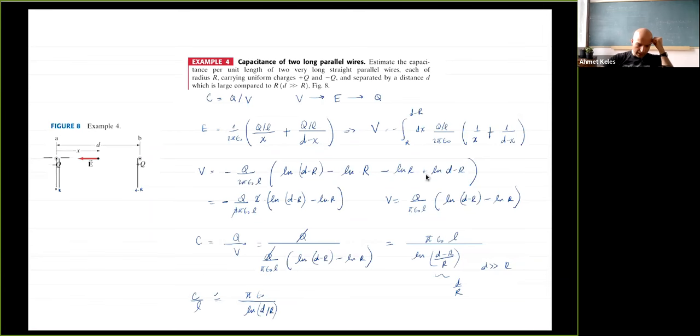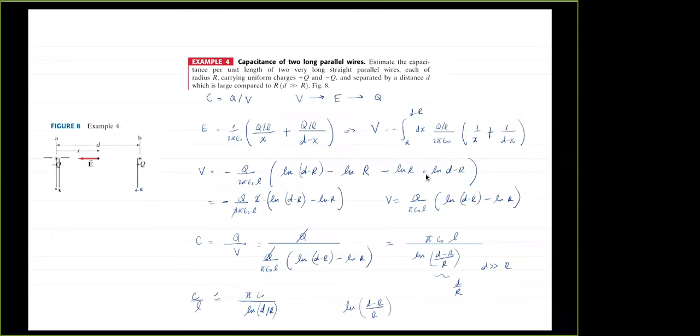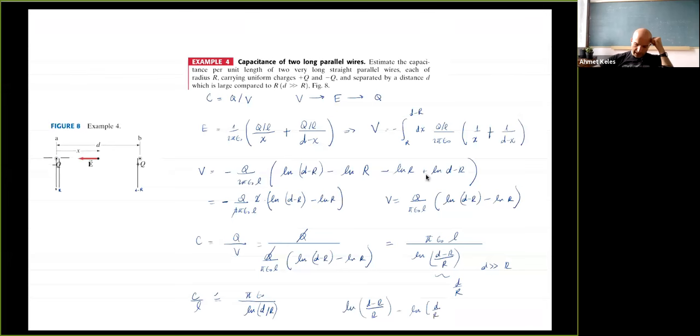So if you have something like ln (d − r)/r, I have ln d/r minus something like 1. But if d is much bigger than r, this thing is much bigger than 1, so you can forget about this one. So you have only ln d/r.